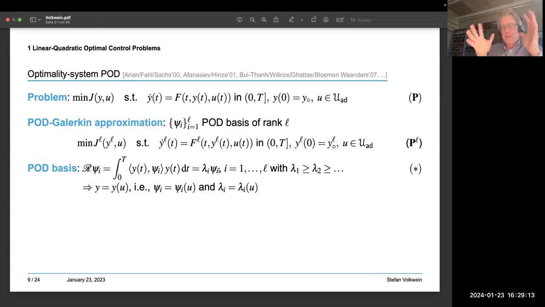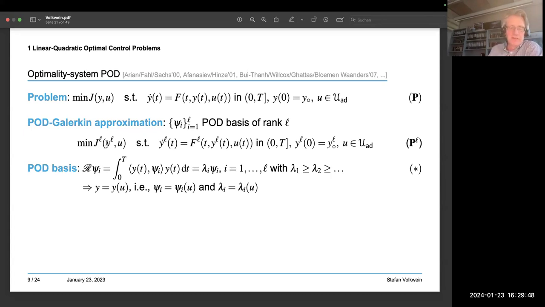So which means think you are at an iteration and you have the control U. Then what we do is we solve the state equation for this U. From the state equation, we solve the eigenvalue problem. We get the psi's. Now the psi's depend on U. Also the eigenvalues depend on U. If you change U, you would get a different state, and the different state gives you a different snapshot, and the different snapshot gives you a different basis. So then we have the basis, and we use exactly this basis to do the reduction.